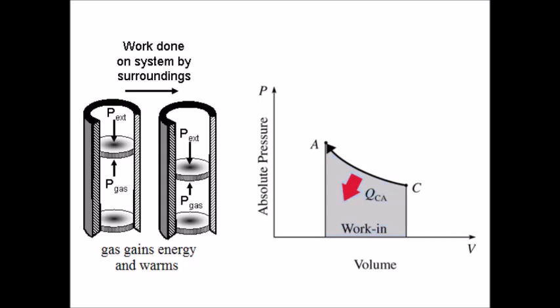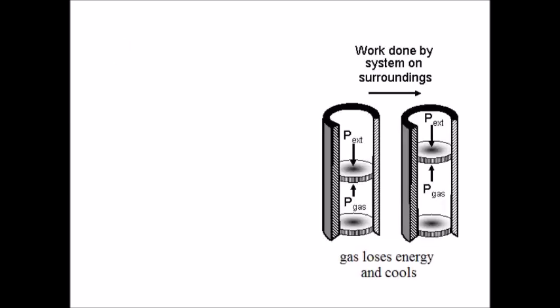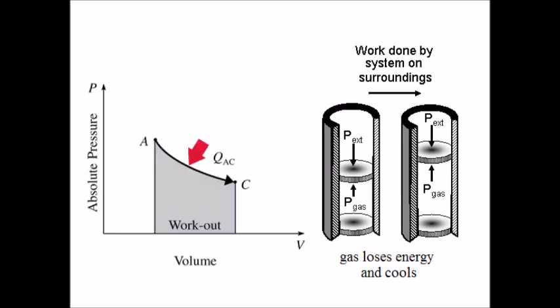Or you could have the gas expand. The gas expands. Work is done by the gas on the surroundings. You could imagine the gas expanding and shooting a pellet up into the air and losing energy, and the pellet gains the kinetic energy when the gas expands. Adiabatically, the gas loses energy and cools. It moves to the right. In this case, we're moving to the right on the PV graph.